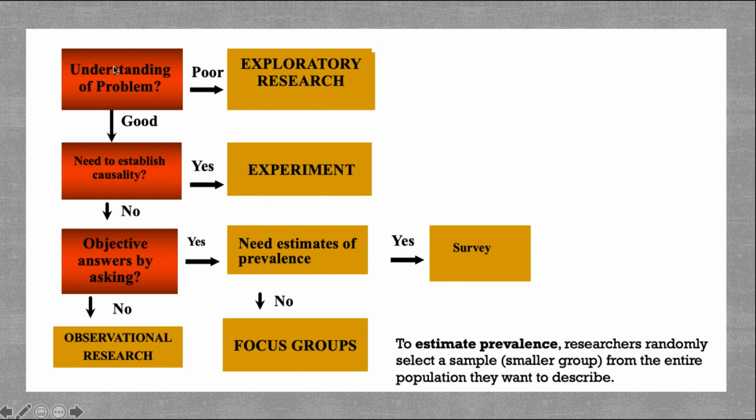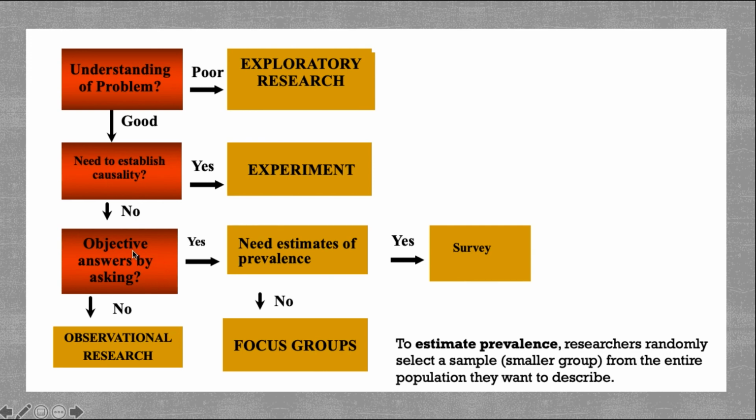But if we really understand the problem, means that we have some basic information on the problem. So you ask this question, we need to establish causality. If yes, then we do an experiment. If we do not need to establish causality, so the objective can be answered by asking a question.